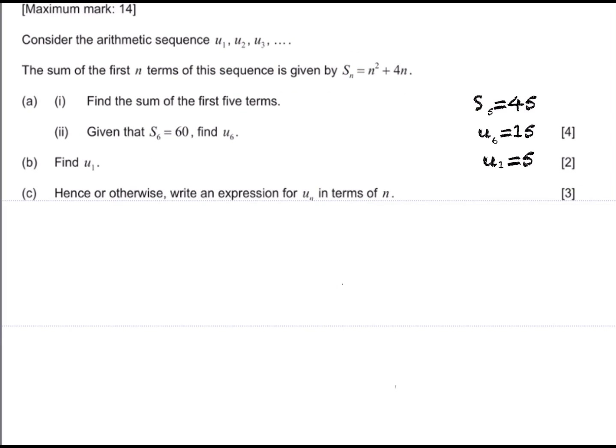In Part C, we are asked to find the general term of the arithmetic sequence in terms of n. The formula for the general term is provided in the formula booklet. So let's use that to solve it.